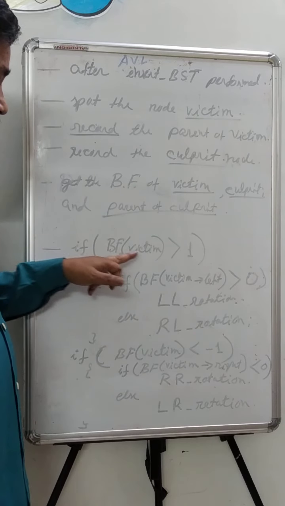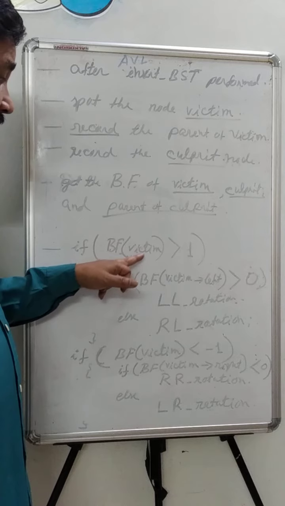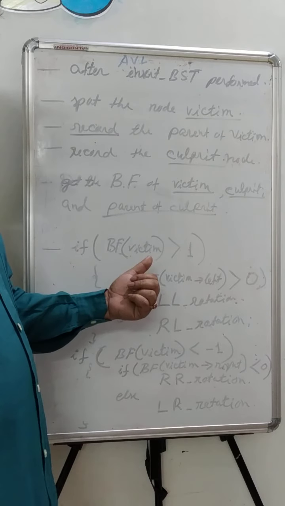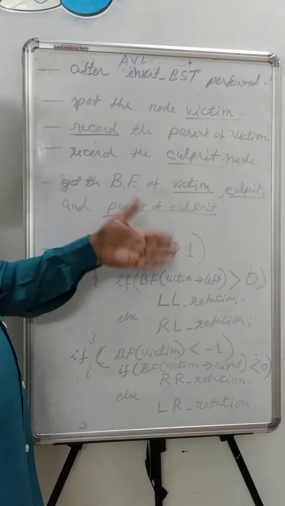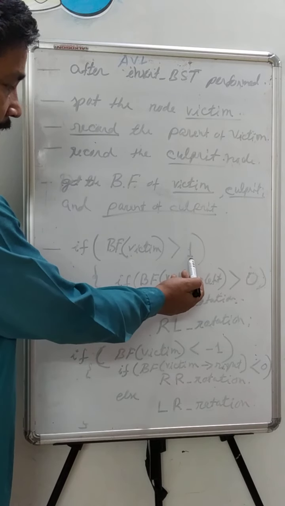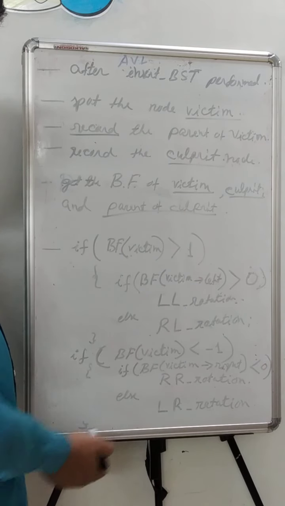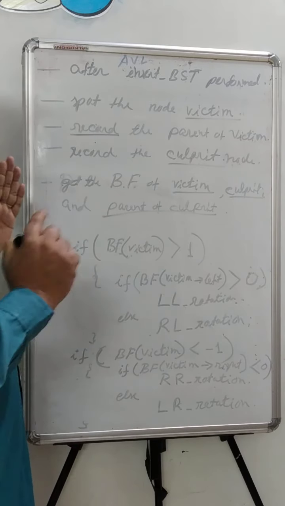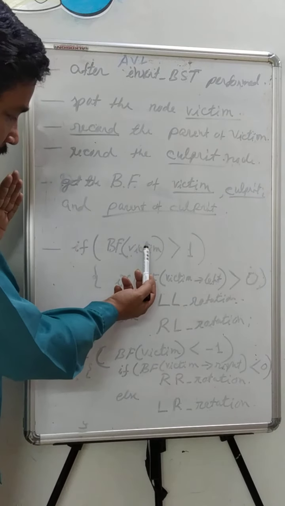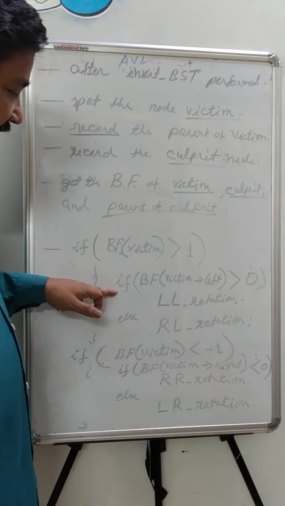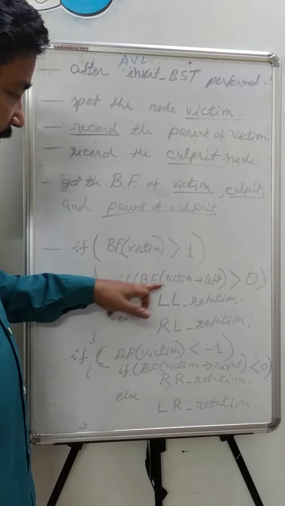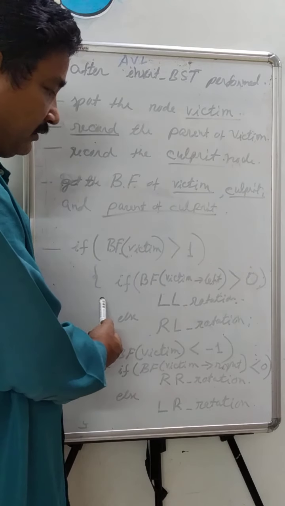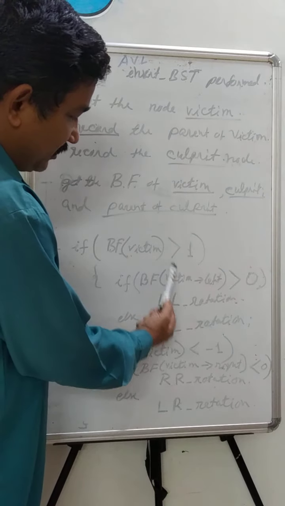Simply check the balance factor of the victim node. If it is greater than 1, it must be 2. Though the greater-than symbol is given, it cannot be more than 2, so always it will be 2. That means it is not a balanced one. And it is positive, which means the left subtree is longer than the right subtree. Then we check the balance factor of the victim's left. From this it is already clear that the left side is the longer one.